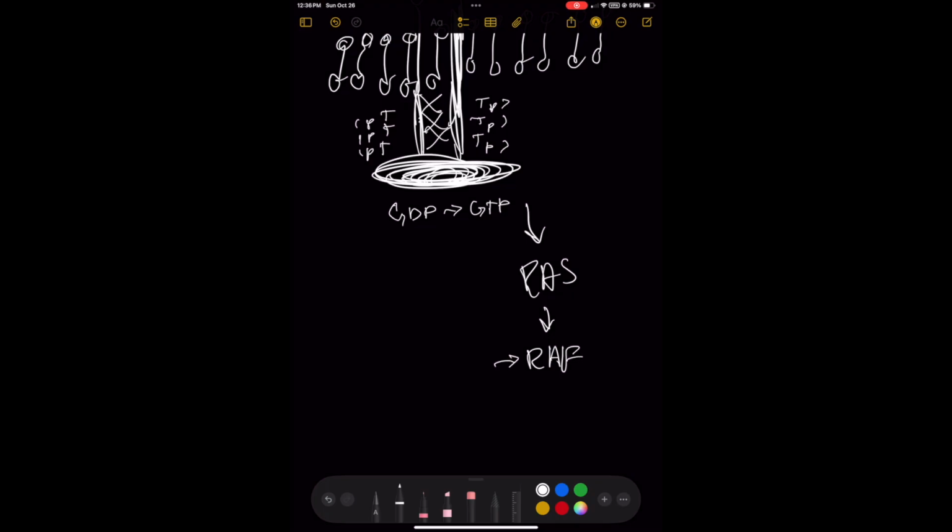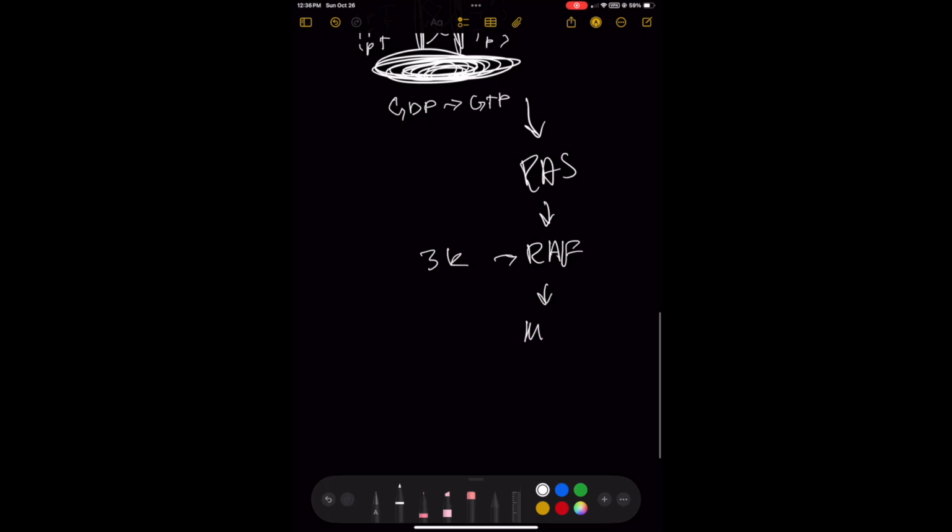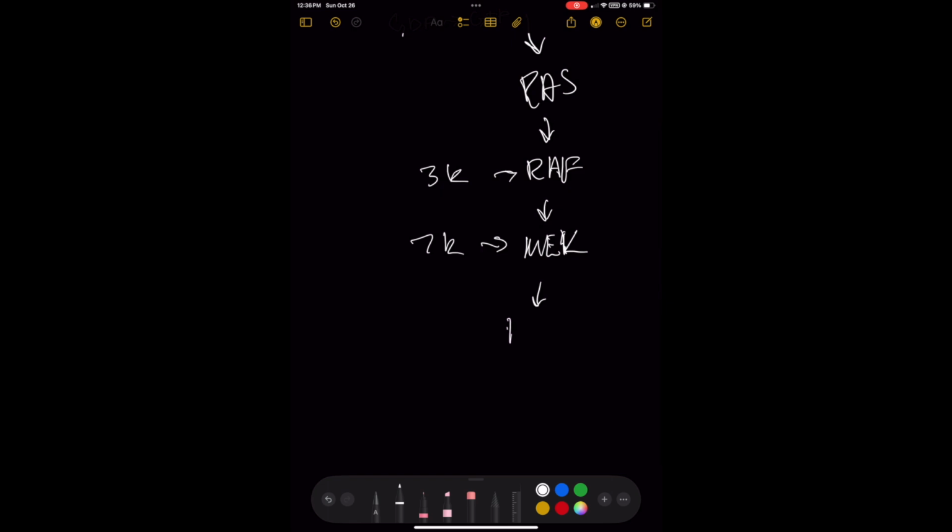and RAS then turns into RAF, and from that, kinase, 3K kinase phosphorylates this into MEK, rather. I don't know why I said Q. And 2 kinase, and this goes to ERK, and this is then phosphorylated with just 1 kinase.